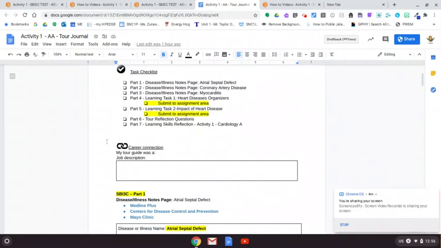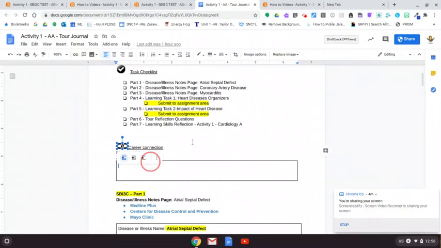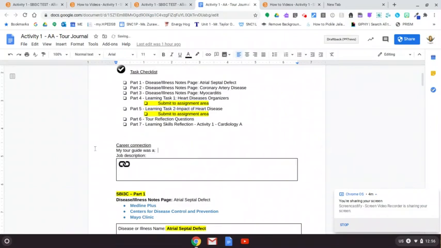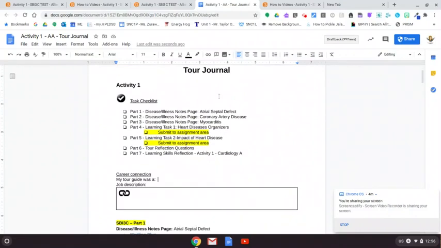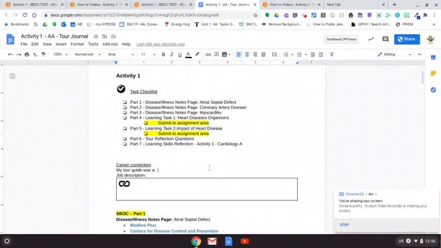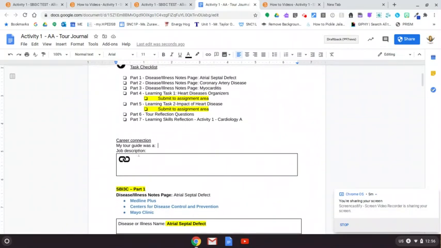And actually, I forgot to show you where this is. This is something you do with every activity, and it's pretty quick. Each one of these activities has a career connection. So there's a tour guide as well as a job description. As part of an activity later that you have to submit, because all these tour journals get submitted to me for marking as well, you do have to finish that part as well.